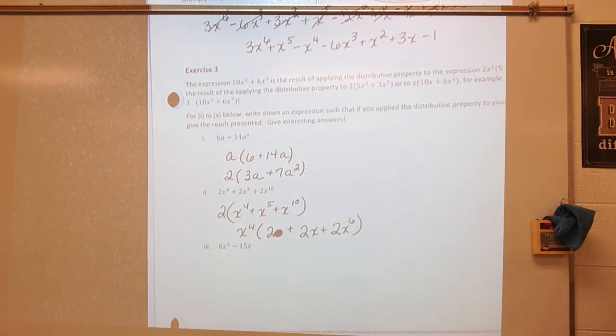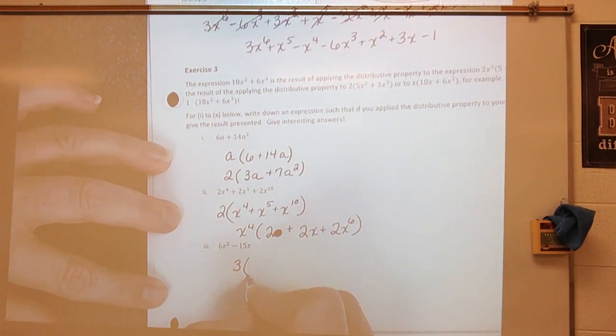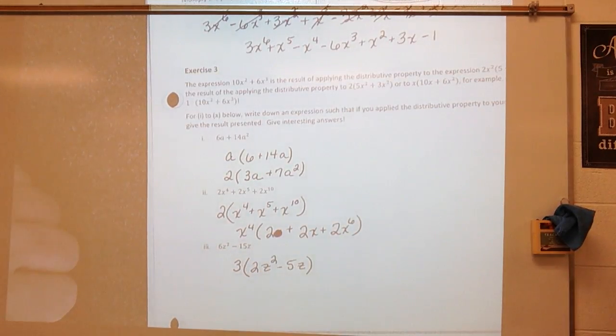What can you pull out here? All right. 6z squared minus 15z, I can pull out 3. And I get 2z squared minus 5z. All right.